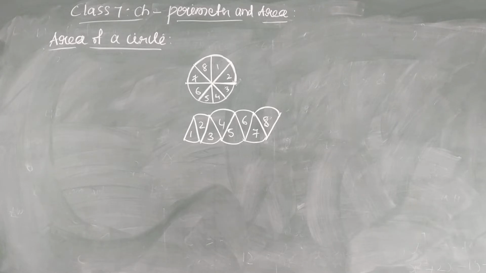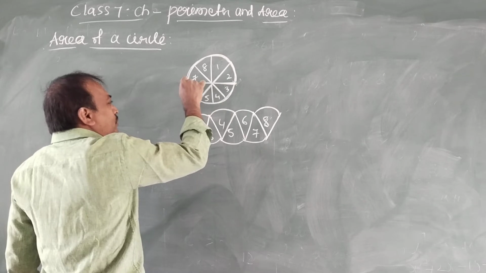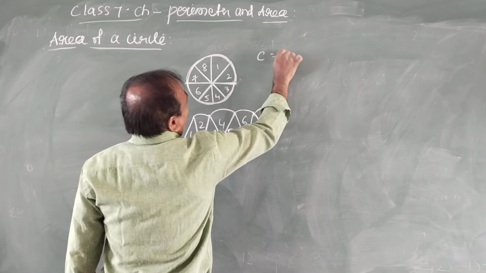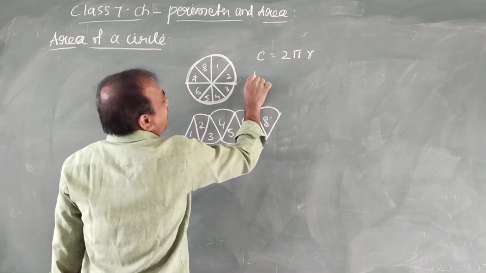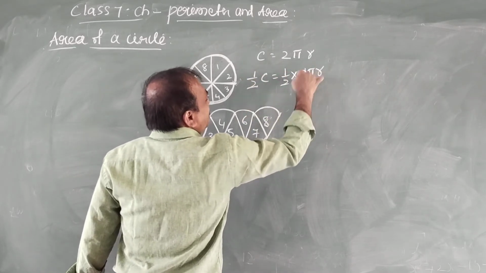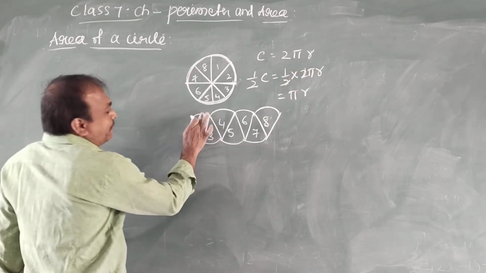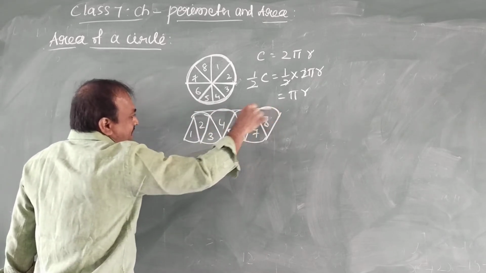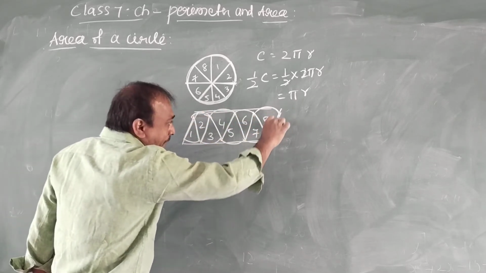You can see the circumference here. This total circumference is this side. The total circumference is 2 pi r, so C is equal to 2 pi r. Half we are taking. So half of C is equal to half into 2 pi r, which is equal to pi r. Now you see the outer part. If you imagine it like this, it appears as a parallelogram.